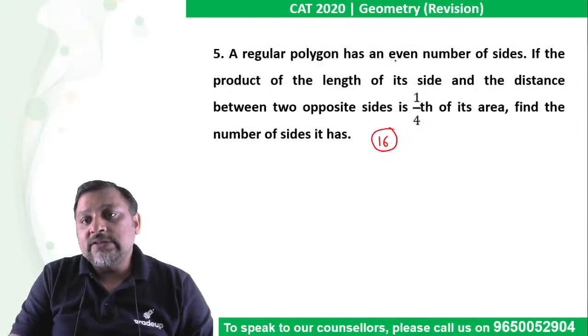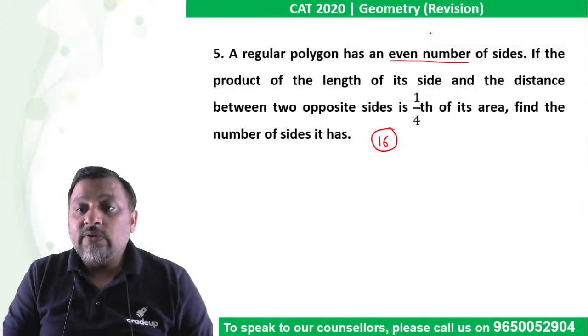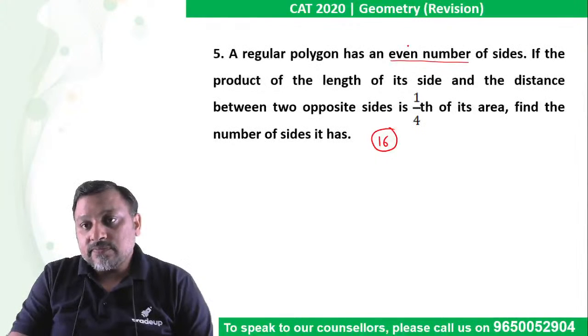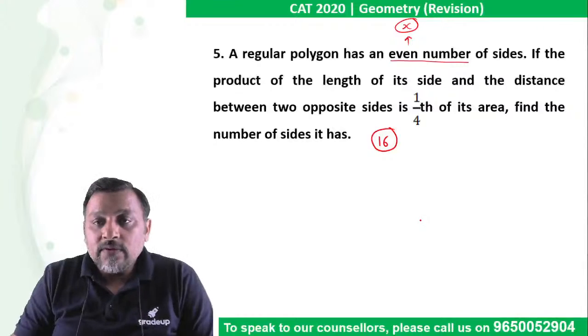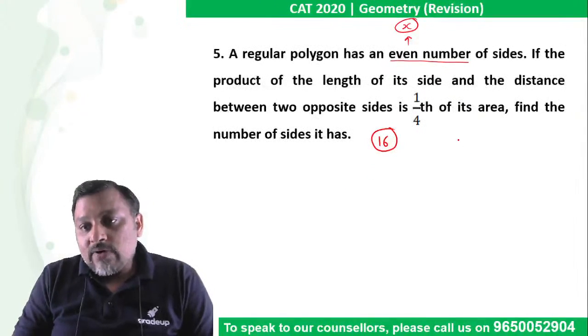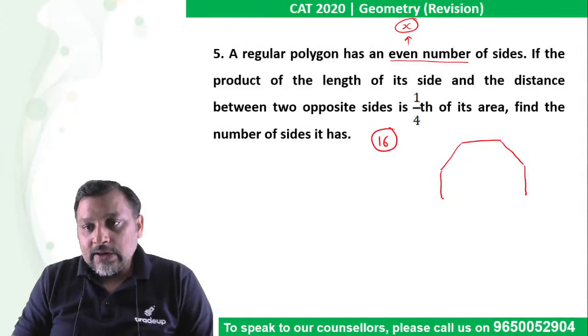See, it is given this is a regular polygon of even number of sides. Okay, number of sides is even. So let us say number of sides is x, where x is even. Then if we have a polygon of even number of sides, see, we can take any polygon of even number of sides.